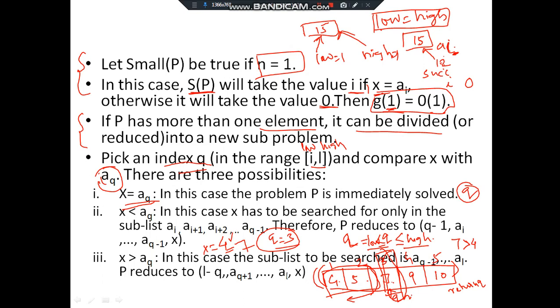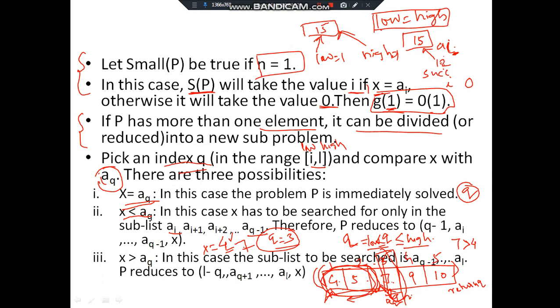Second thing is that x is less than a of q. Whatever the element I am searching for is less than a of q. In our case 4 is less than a of q, which is 7. So in that case we have to search in the first half. So x has to be searched for only in the sublist a of low to a of q minus 1. If this is q, then this is q minus 1. So you have to search in the left half subarray.